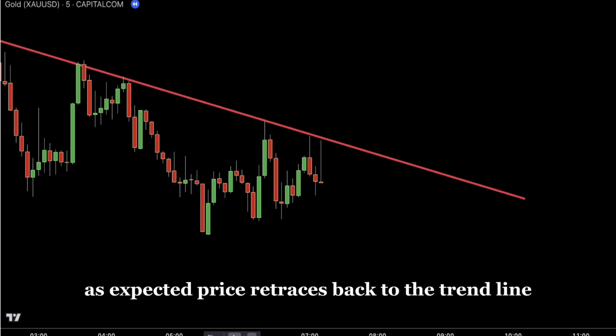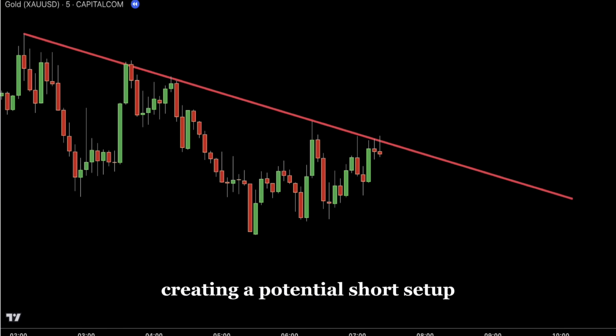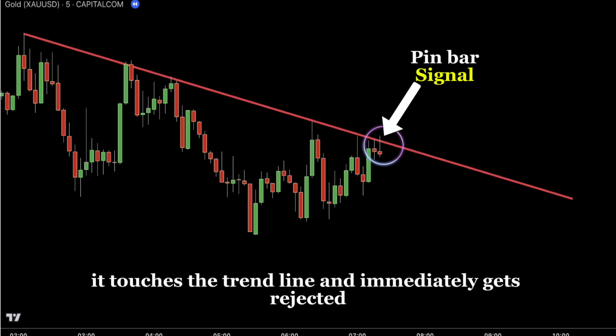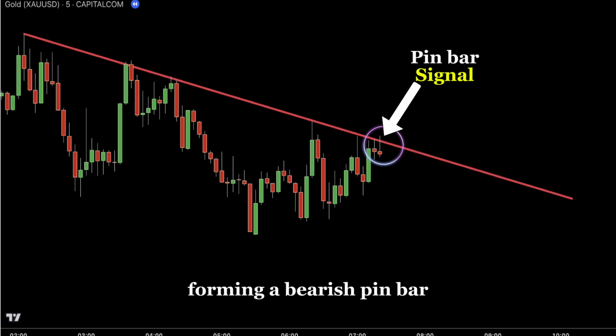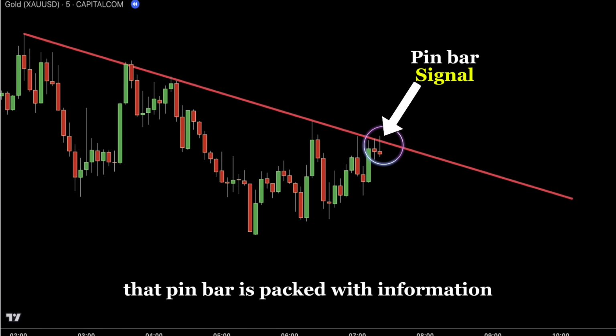As expected, price retraces back to the trend line, creating a potential short setup. It touches the trend line and immediately gets rejected, forming a bearish pin bar. That pin bar is packed with information.